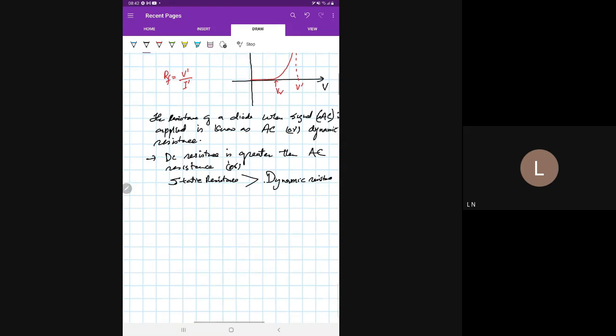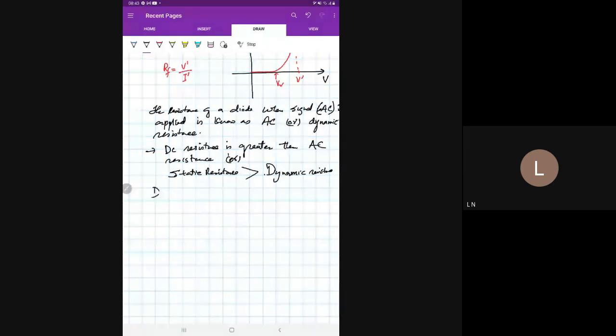And how is dynamic resistance calculated? Dynamic resistance.